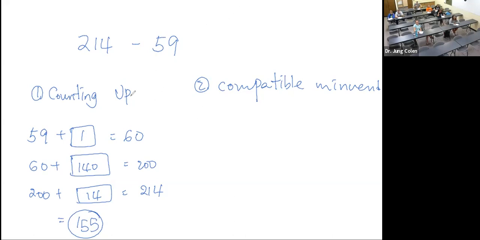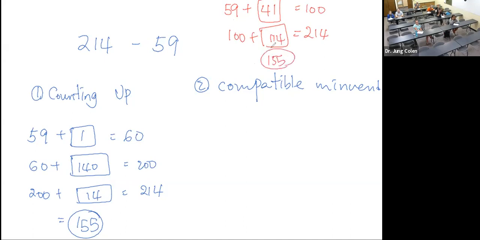How about this way? You definitely do the same thing, but you can also do like 59 plus... I can go to 100 by adding 41. It's possible, right? And then I can add from 100 what to make 214. 214, I can do that too. So when you add these two numbers together, it's still 155. So there are a lot of different ways to do the same strategy.